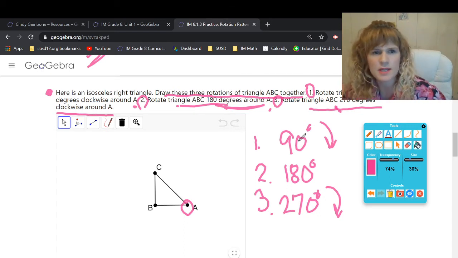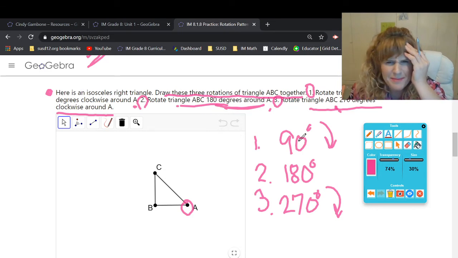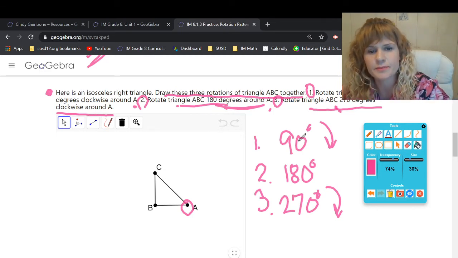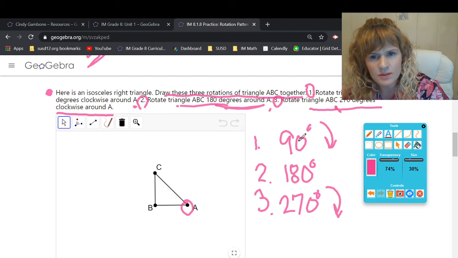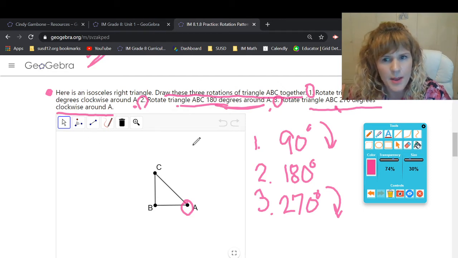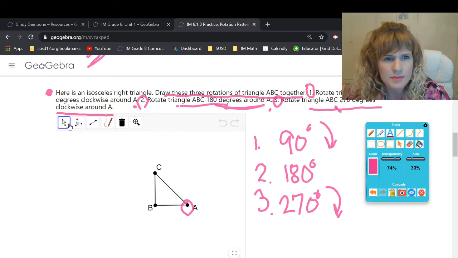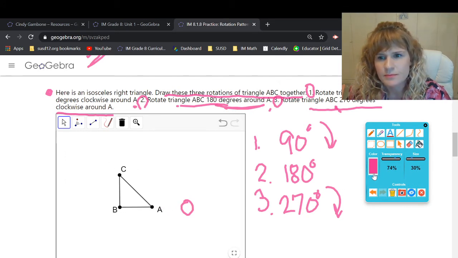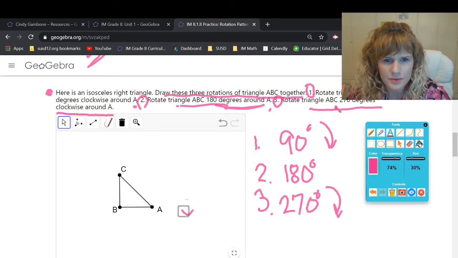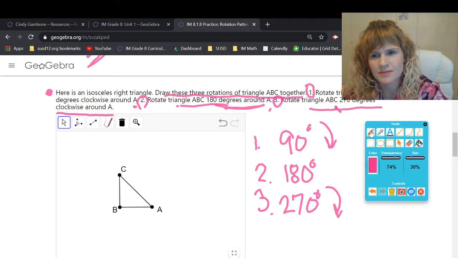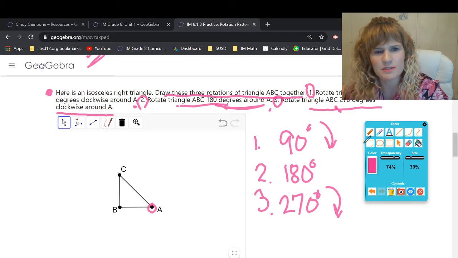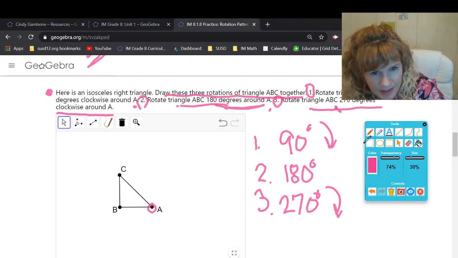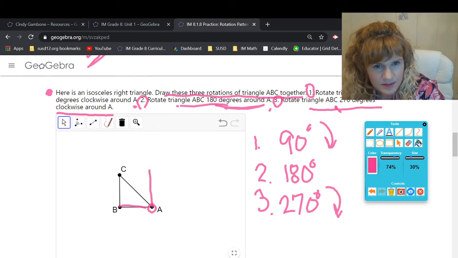Okay, let's do these rotations, but first, let me try to imagine what it might look like. Number 1 is 90 degree clockwise around center A. First, I'm just going to move this over here, and I'll erase what I drew and draw that again. So there's my center of rotation. B is going to go from this line to this line. So that's going to be B prime. I can imagine this.